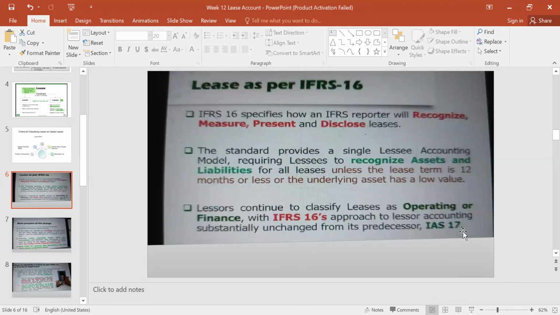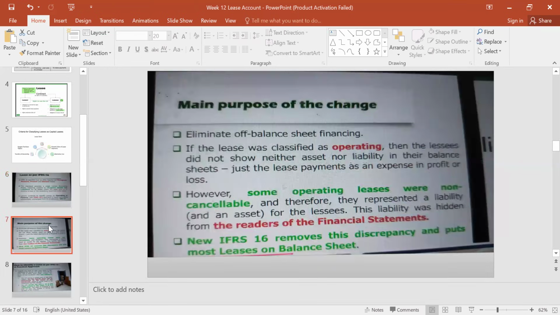That means there is clear mention of the operating and finance lease under IAS 17 and IFRS 16. I think it clearly states the rules and procedures that are mentioned there.